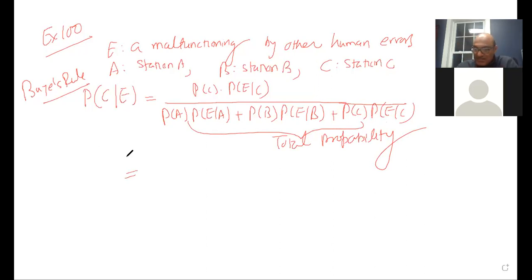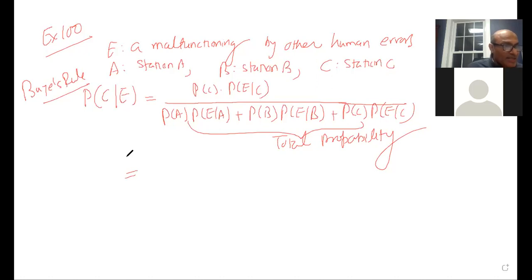Let me look at the numbers. Probability of C, that is equal to how many total numbers are there? For station A, problems with the electricity supplied, computer that is 4, malfunctioning electric equipment 5, caused by other human errors, that is 7. So total faults 18, for station B, total faults 15, for station C, total faults 10. So total are 43, right?